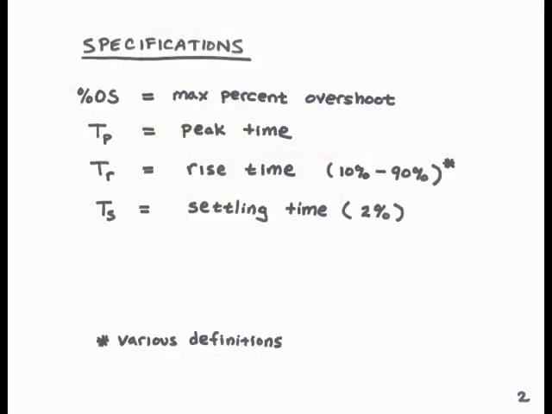Here are the four specifications we'll discuss in this lecture. The first is the max percent overshoot. The second is the peak time. The third is the rise time. And the fourth is the settling time. On the previous graph, we saw all of these indicated. I should mention that the rise time is defined in different ways in different texts. Here we're using the time required to go between 10% and 90% of the steady state value.